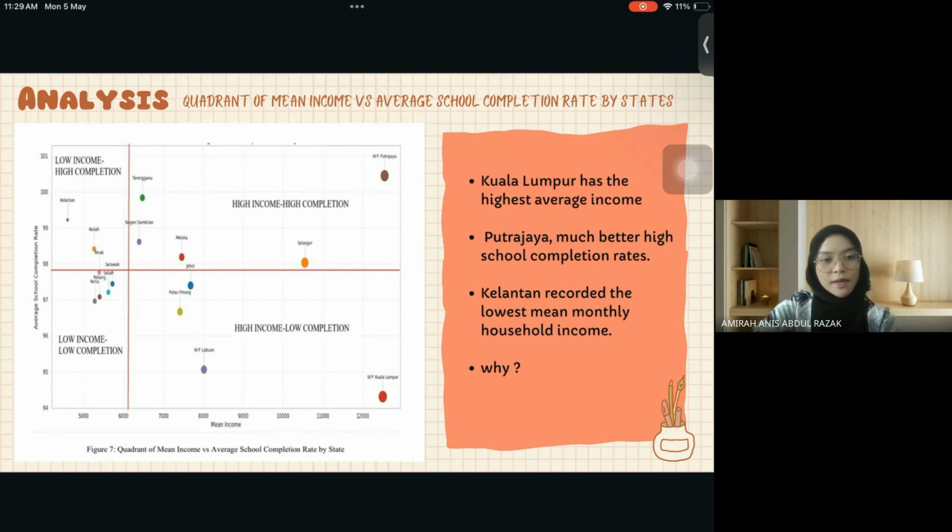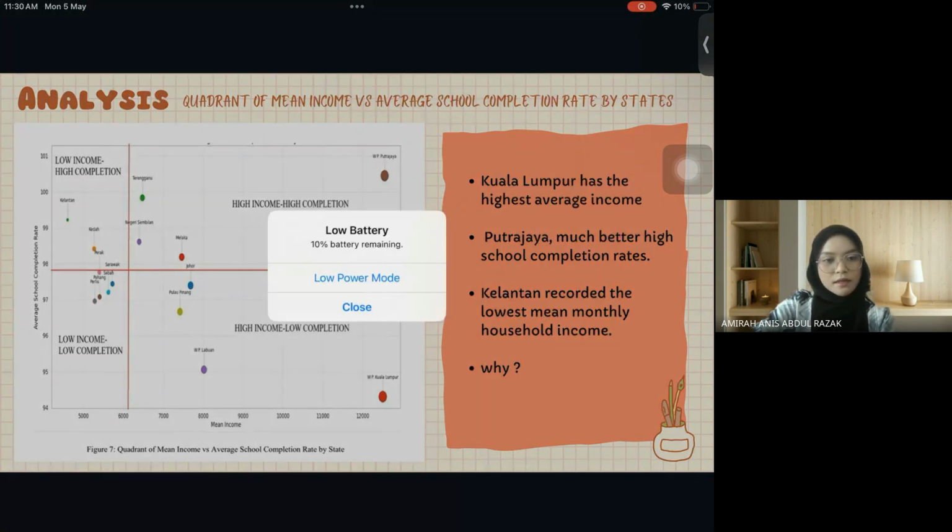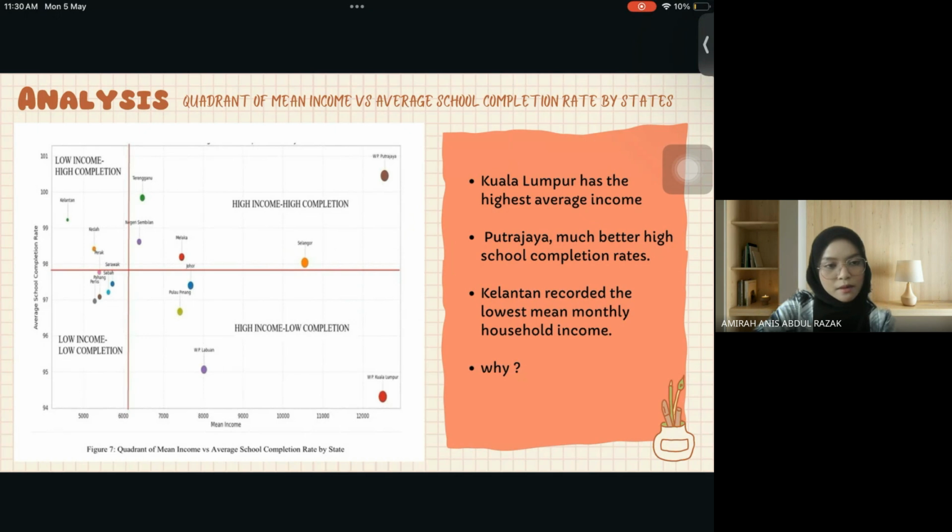Also in Putrajaya, it has a much better school completion rate because the population of Putrajaya mostly consists of government employees, which gives a stable life to the students. In Kelantan, it recorded the lowest mean monthly household income. As you can see, Kelantan has low income but high completion. Why is that? Because in Kelantan, their income is equal to the educational fees, so it gives them a stable financial situation. They also have a very high cultural and religious background because they prefer to have a moral institution. So for them, education is very important. That's why even though it has a lower income, it has a very high completion of schools.